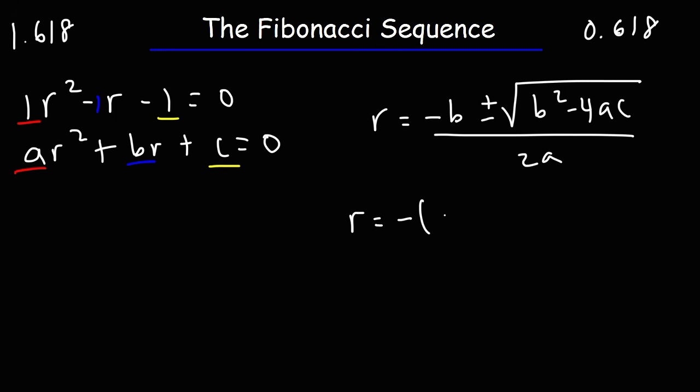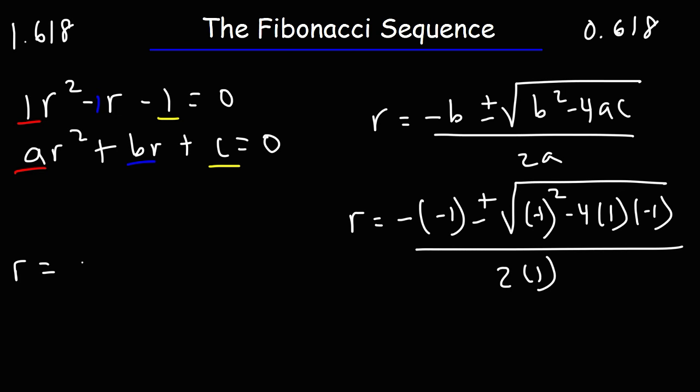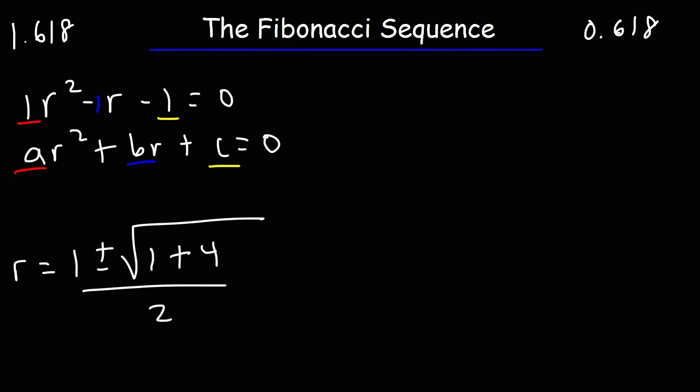So it's negative b, and b is negative 1, plus or minus the square root of negative 1 squared minus 4, a is positive 1, c is negative 1, divided by 2 times 1. So these two negatives will cancel. That's going to become positive 1. Negative 1 squared is positive 1. And then we have negative 4 times negative 1, which is positive 4, divided by 2. So we're going to get 1 plus or minus the square root of 1 plus 4, which is 5, divided by 2.